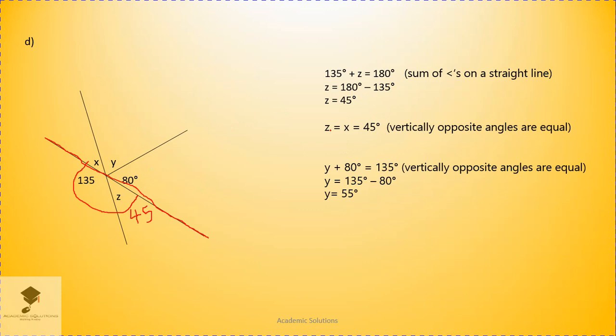So we know that angle Z and angle X are vertically opposite. And then what did we say about vertically opposite angles? We said that they are equal. So if Z is 45, then X is also 45. Now we have 45 here. So the only unknown is Y. But look at this. We have a straight line here.